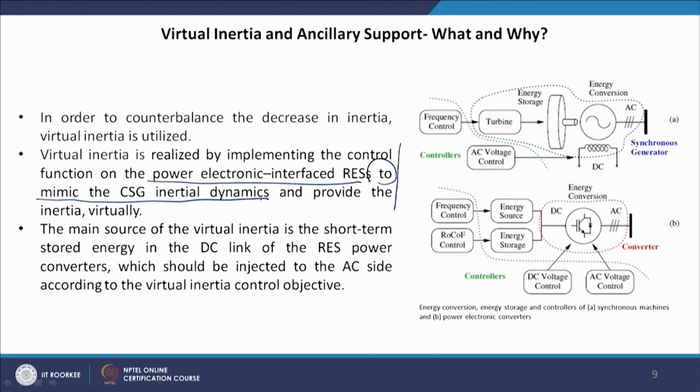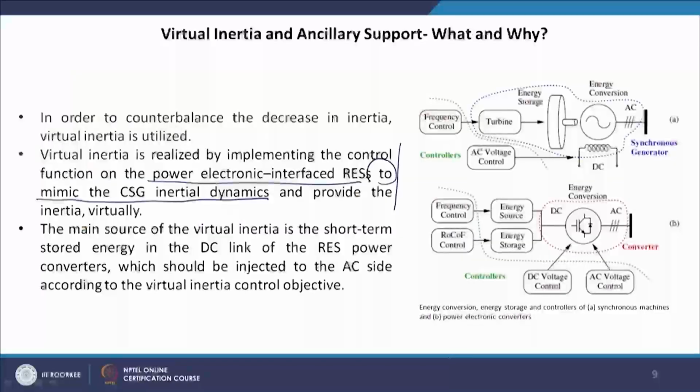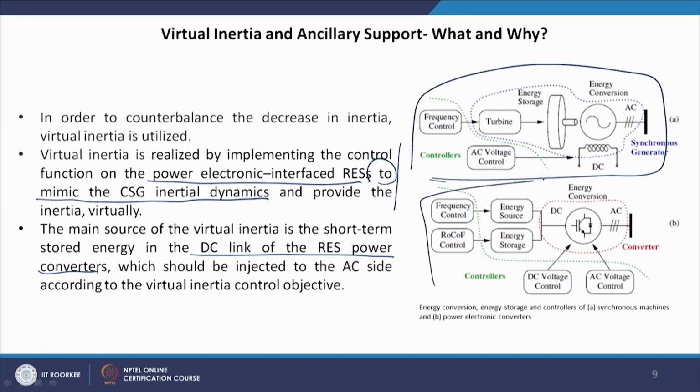The main source of virtual inertia is the short term stored energy in the DC link of the renewable energy sources' power converter, which should be injected to the AC side according to the virtual inertia control objectives. I repeat, the main source of virtual inertia is the short term stored energy in the DC link of the renewable energy sources' power converters. And you could see the basic energy conversion. This is my conventional system with synchronous generator, and the same thing mimicked through my power system with power electronic devices.